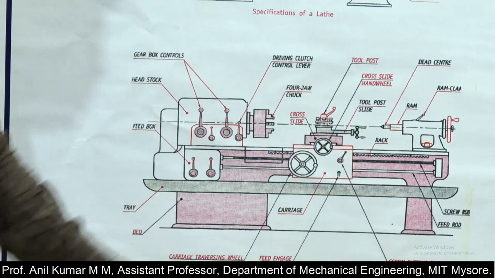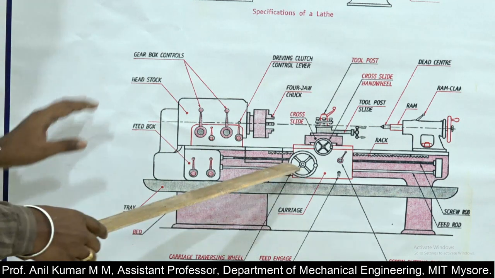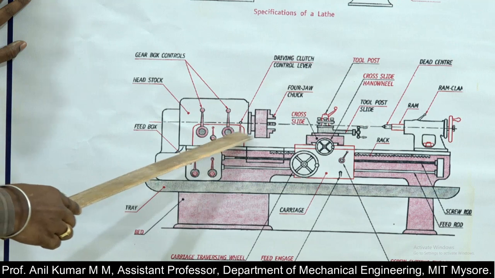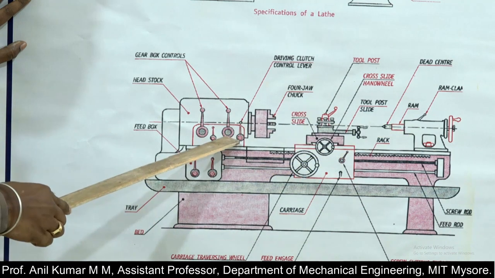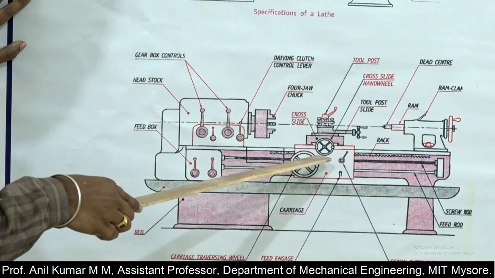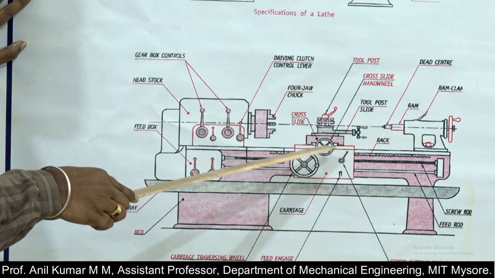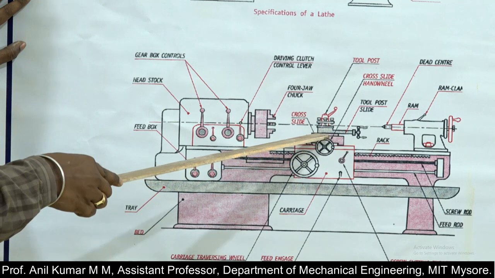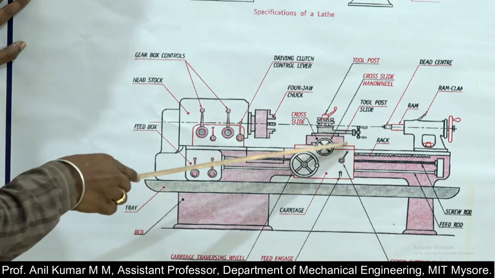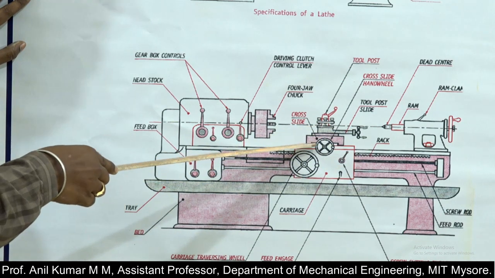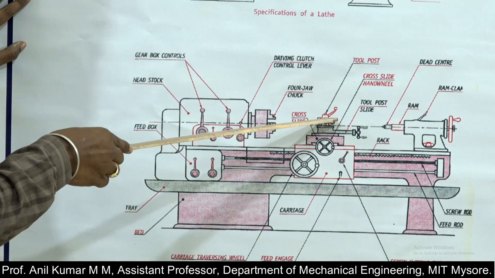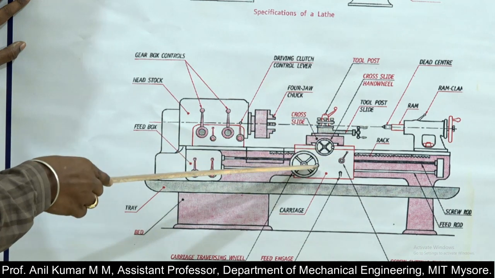Next is the carriage assembly. The carriage is mounted in between the headstock and tailstock, and it serves as the support for the cutting tool. The carriage consists of the following components: the saddle, cross slide, compound rest and the tool post. These are the main components of the carriage.